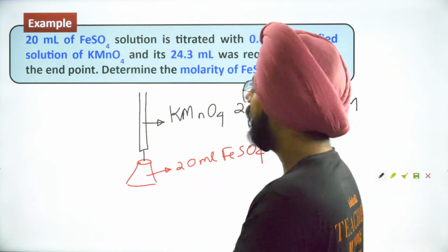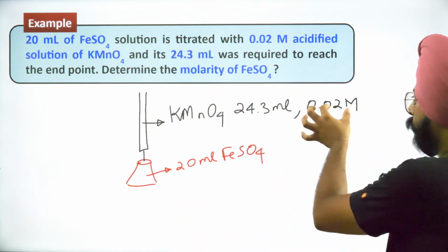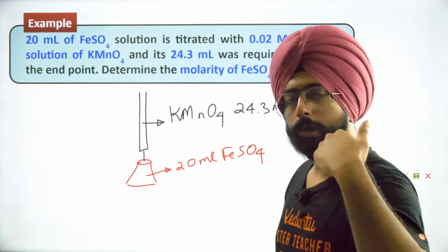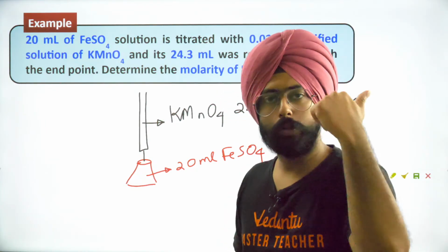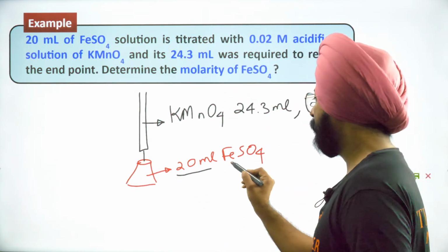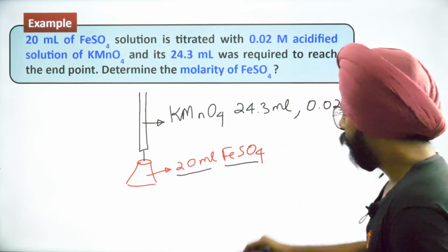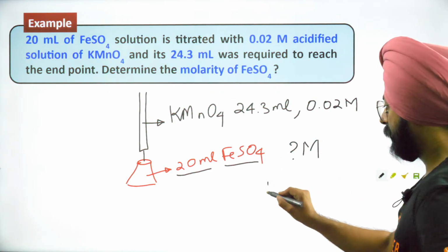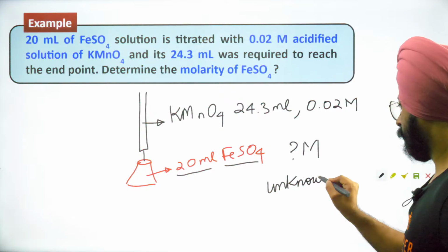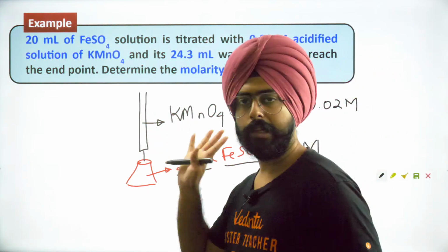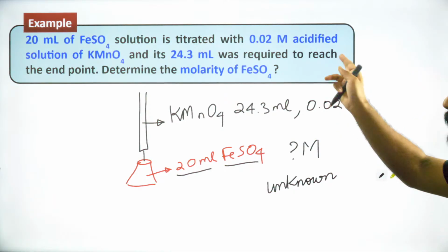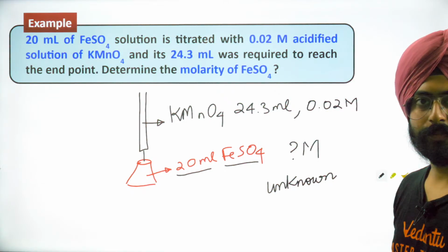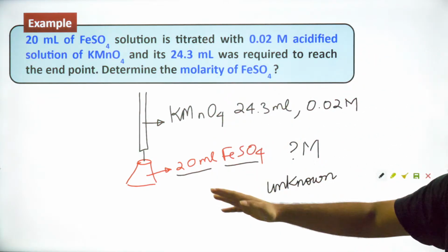KMnO4 has been taken in acidified conditions, 0.02 molar concentration, and 24.3 milliliters of it was required to do the complete redox reaction, to do the complete titration against 20 milliliters of FeSO4. Over here, what is the molarity? I have no idea. That is why this is the unknown solution, and this is the known solution. Fine. Now, this was required to reach the endpoint. Determine the molarity of FeSO4.